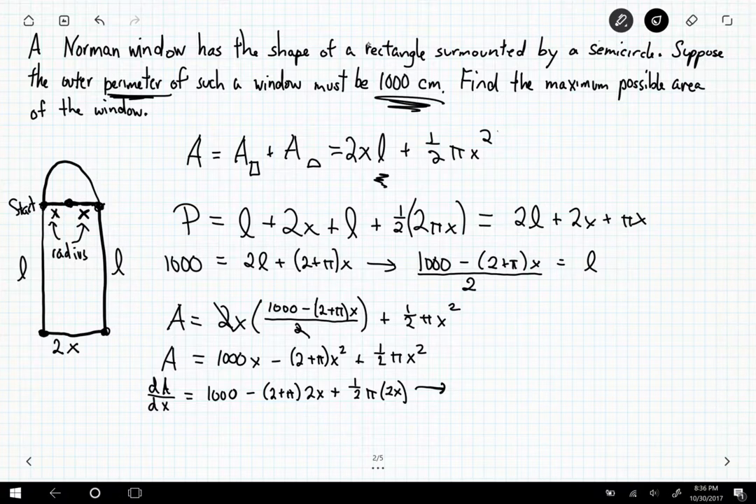In terms of now what we're doing, we set this whole thing equal to 0. So you get 0 equals, we have 1000.